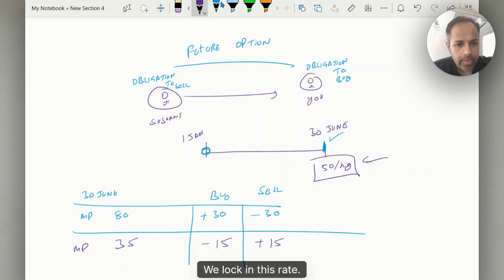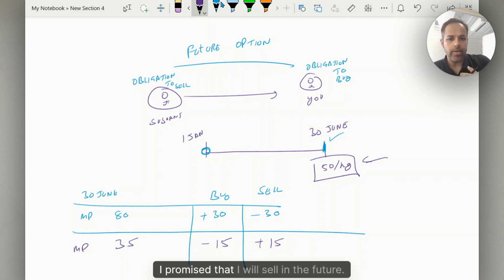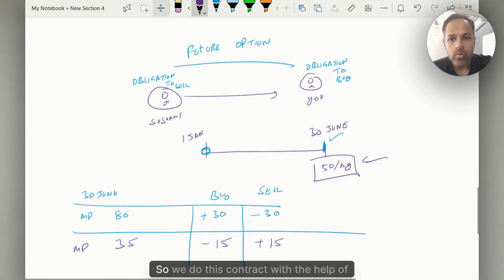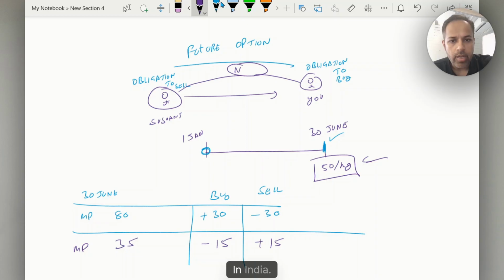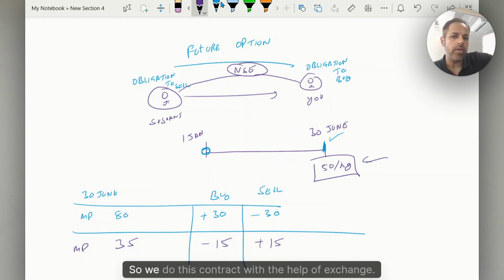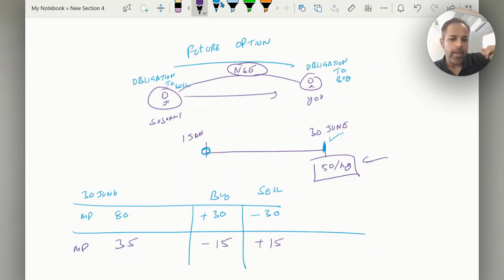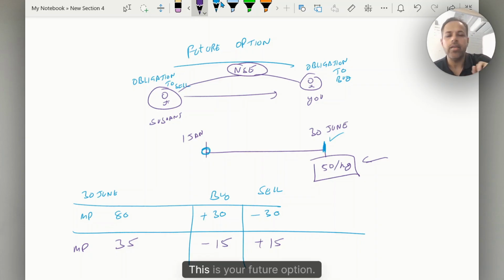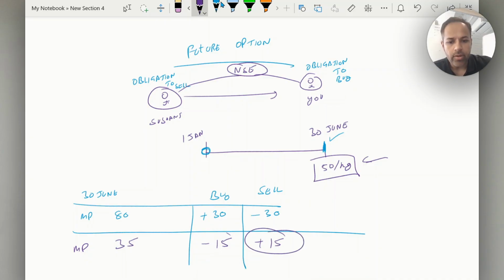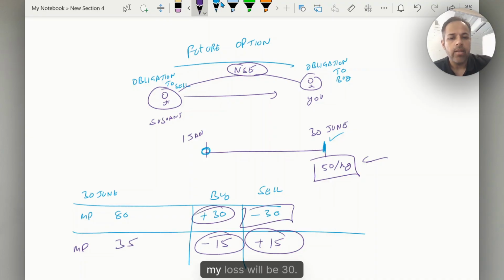We lock in this rate. I promise that I will sell in the future. You promise that you will buy in the future. That is a legal contract. So we do this contract with the help of an exchange. In India, the exchange is NSE. I promise to sell, and you promise to buy. Obviously, if my profit is 15, your loss is 15, and if your gain is 30, my loss will be 30.